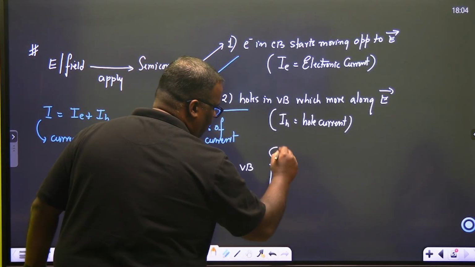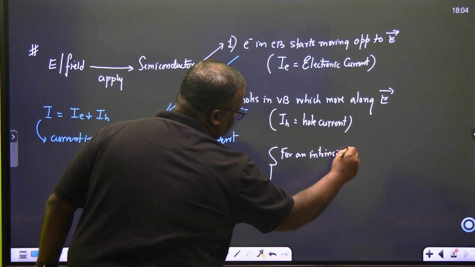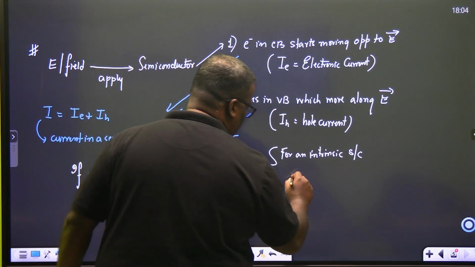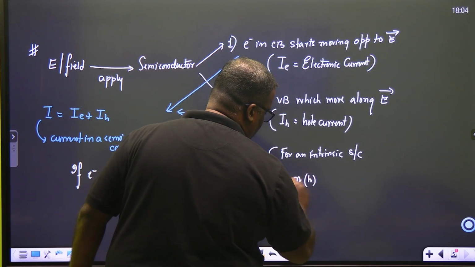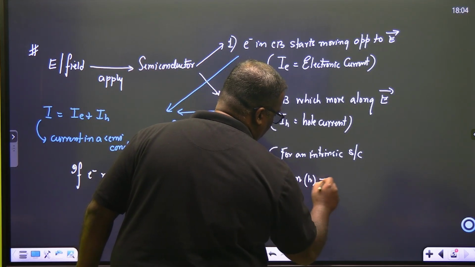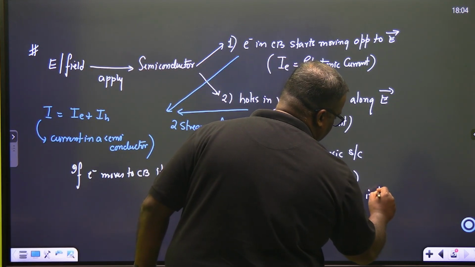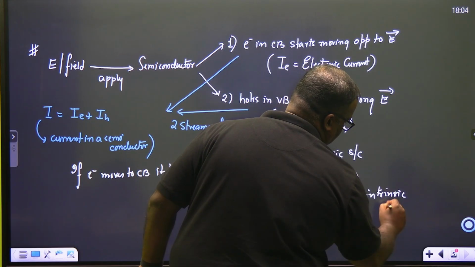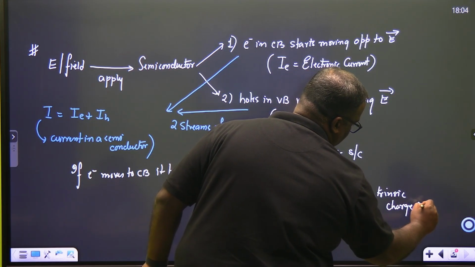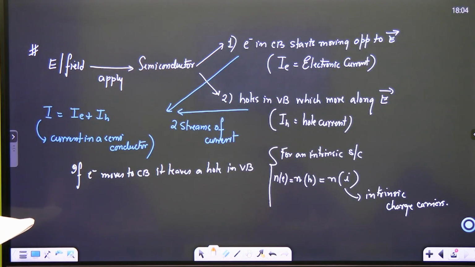For an intrinsic semiconductor, this is also important: the number of electrons will always match the number of holes, equal to n_i, where i denotes the intrinsic charge carrier.